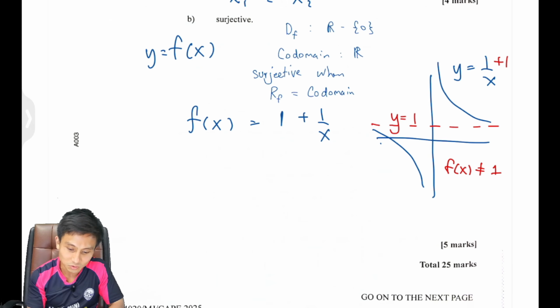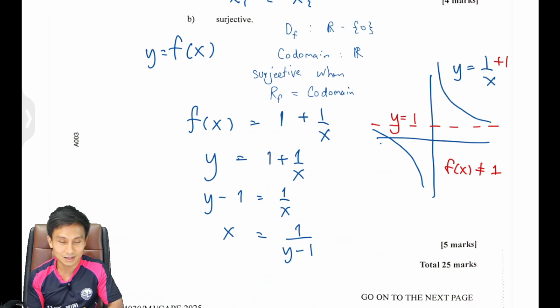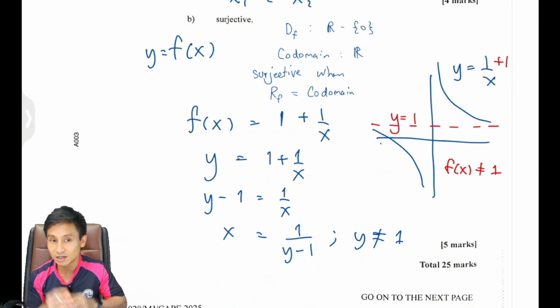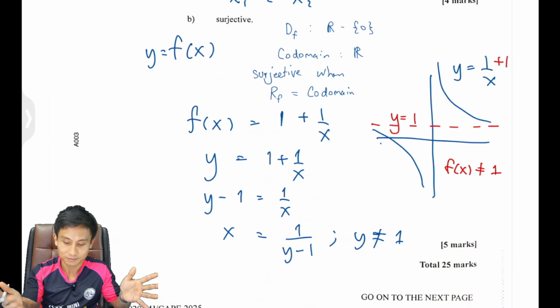The other way is to play with the algebra. So we can say y equals 1 plus 1 over x. Well, if we make x the subject instead, I get y minus 1 equals 1 over x. I can switch between y minus 1 and x, so I get x equals 1 over y minus 1, like that. And clearly, y cannot be 1 either, because if it was 1, then x would be undefined. The denominator cannot be 0, so that's why y cannot be 1. And that's the same as plotting the graph.